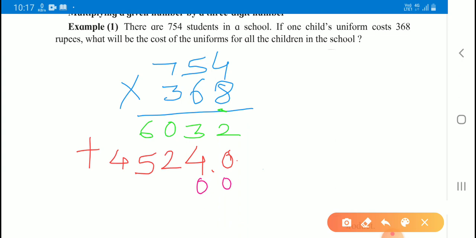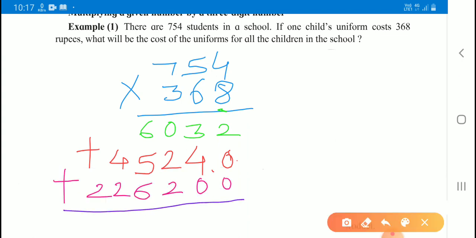Now we will multiply 754 by 3. 3 fours are 12. 1 carried. 3 fives are 15. 15 plus 1, 16. Again 1 carried. 3 sevens are 21. 21 plus 1, 22. Again we will write here the plus sign. Now our next step, we have to add this.